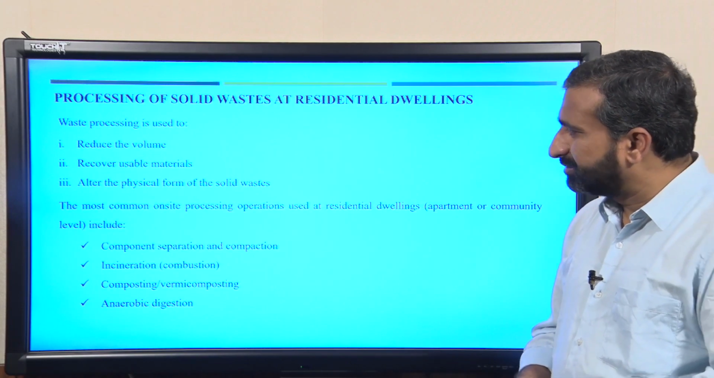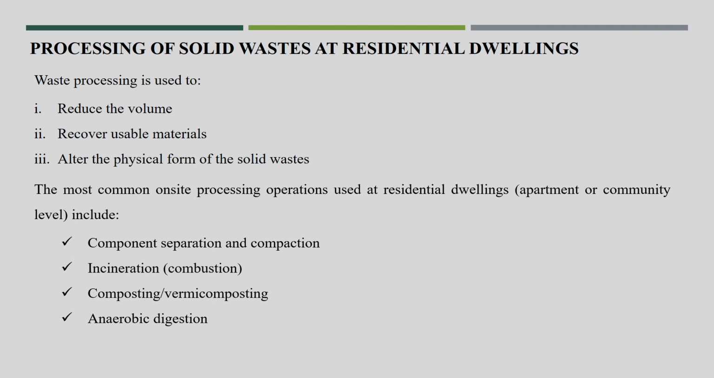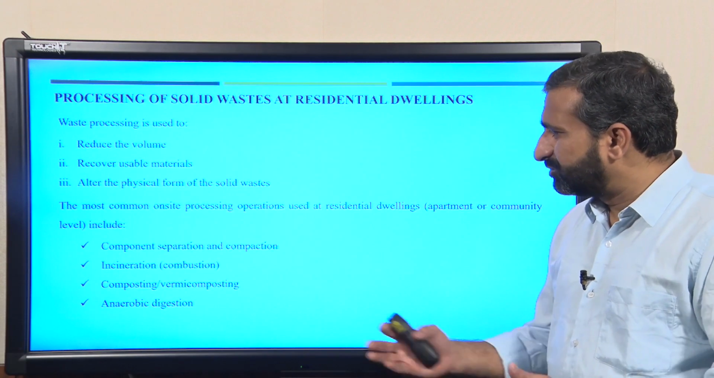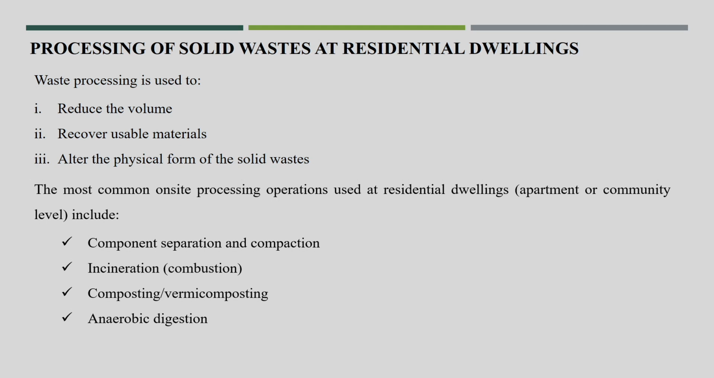Normally, these are a few common on-site processing operations, including component separation and compaction, which will ease further treatment processes, and also reduce the cost of collection by compaction of the waste. Incineration: although incineration is not possible for a small amount of waste, we will also see how best we can go for incineration or combustion at source.